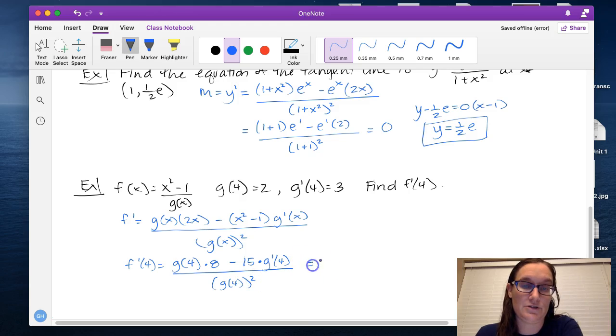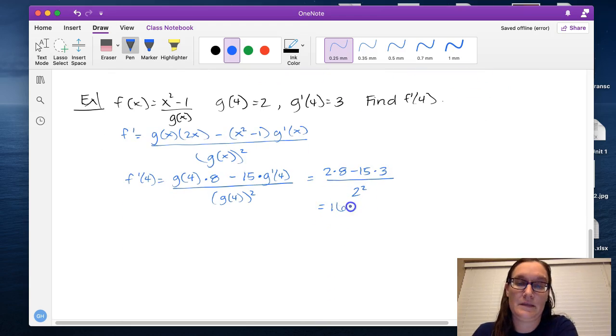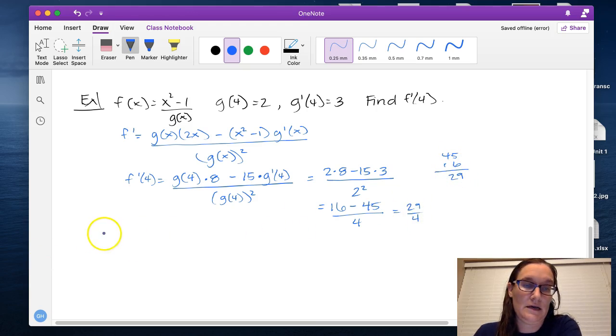All right, so now what's g of 4? It's 2. So 2 times 8 minus 15 times 3 all over 2 squared. So that is 16 minus 45 all over 4. Oh, I'm so bad at subtracting. 45 minus 16. That's going to be 29. So 29 fourths. All right. Hopefully I did that right.